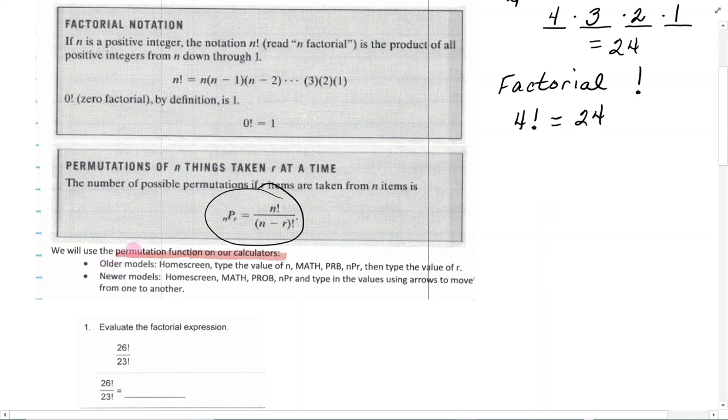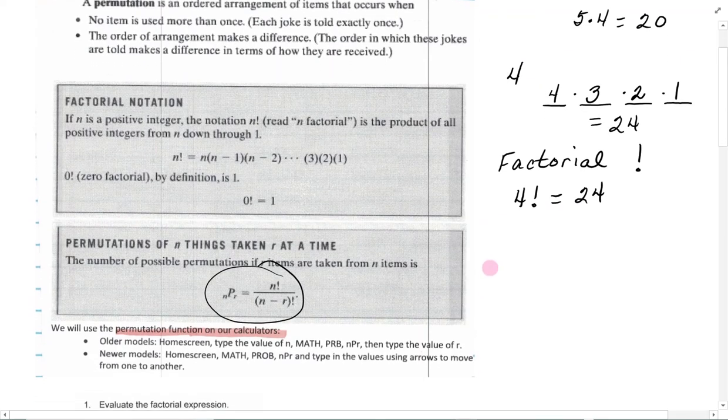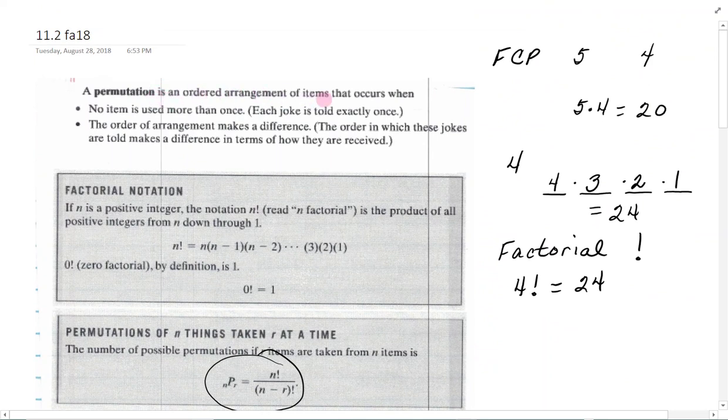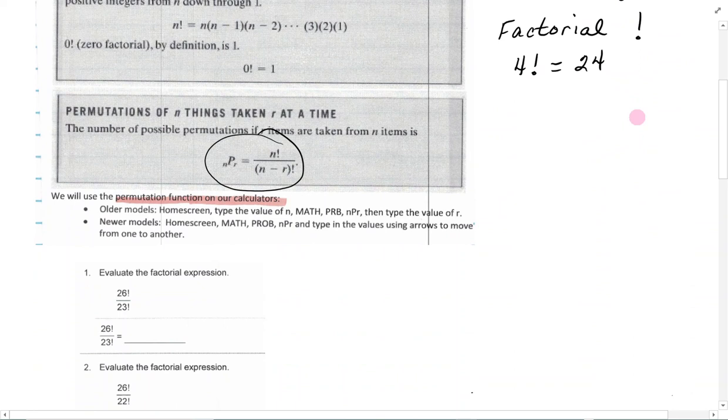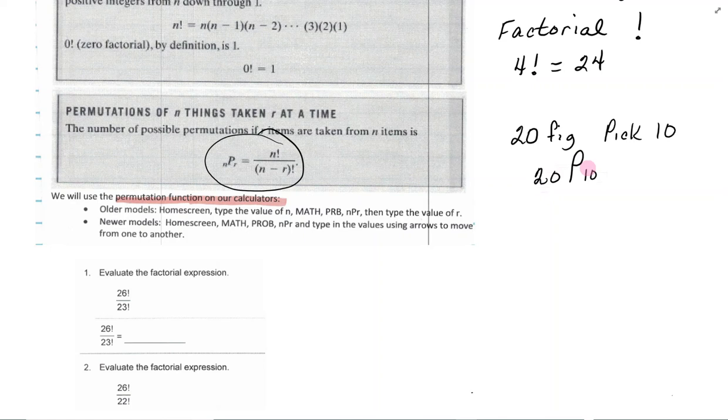A permutation is, let's go back up here. It is an ordered arrangement of items that occurs when no item is used more than once and the order of the arrangement makes a difference. So, with the little story I just said, if you have 20 figurines, but you're going to pick 10, then that would be 20, the permutation, taking 10. That's usually read the permutation of 20 items taken 10 at a time. So you're not using them all, which really affects the number of choices you have.